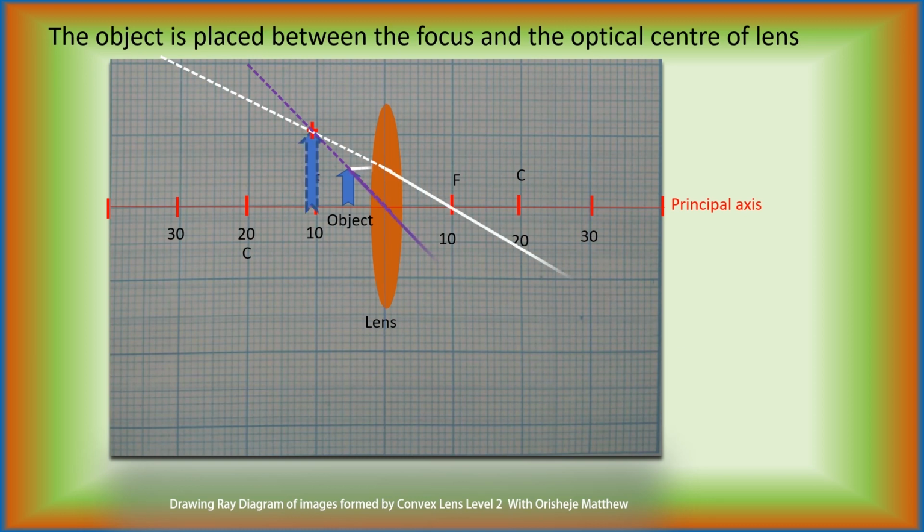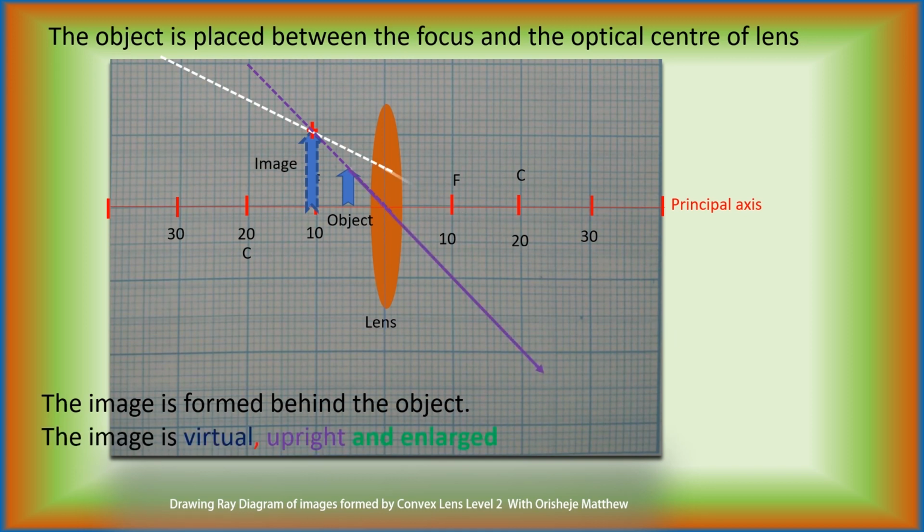The image is virtual. We use this broken line to tell you that it's virtual. A virtual image is an image that is on the same side as the object, and this type of image cannot be projected on the screen. So what are the properties? The image is formed behind the object on the same side as the object. The image is virtual, it is upright and it is bigger than the object. So we say it is enlarged or it is magnified.